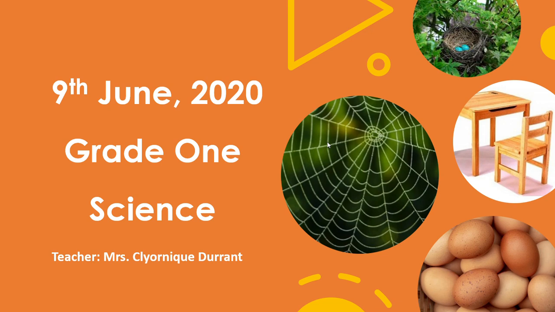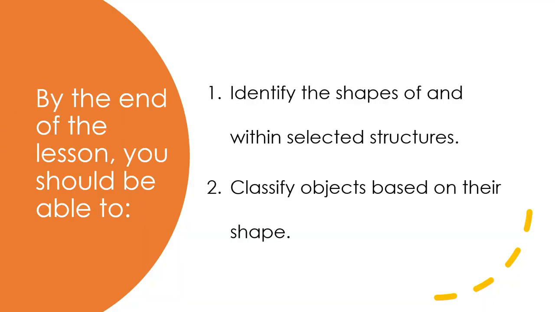We are going to have science right now. By the end of the lesson, you should be able to 1. Identify the shapes of and within selected structures, and 2. Classify objects based on their shape. So in simple terms, you're going to look at structures and we're going to talk about the shapes that we see in those structures, and we're going to classify structures based on their shapes.